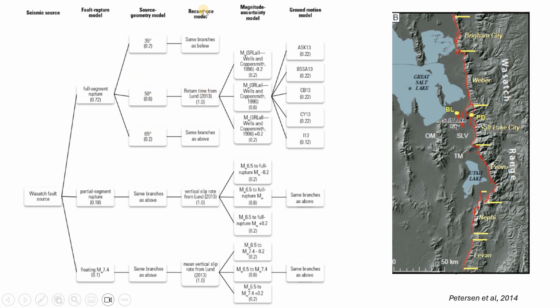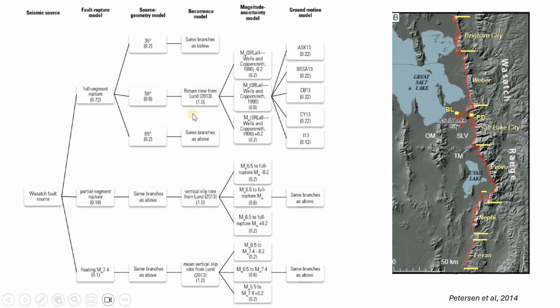And then these each split into what is the recurrence model, essentially probably related to what's the slip rate on the fault. Then these split into what is the scaling model that we're using to go from probably rupture length to magnitude. And then these split into what ground motion model are we using. And you can see at each split, the weights all add up to 1.